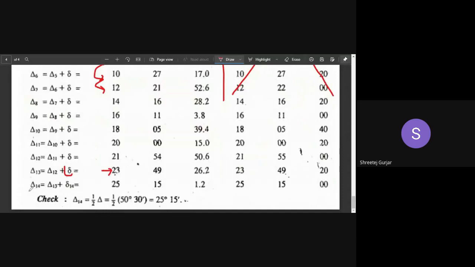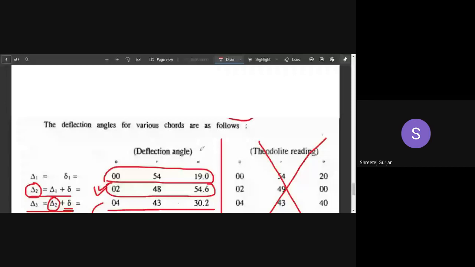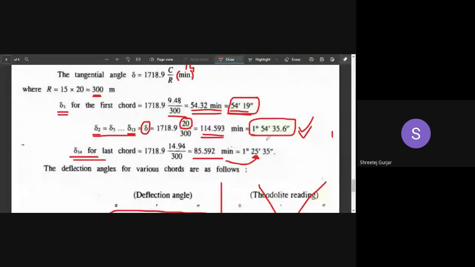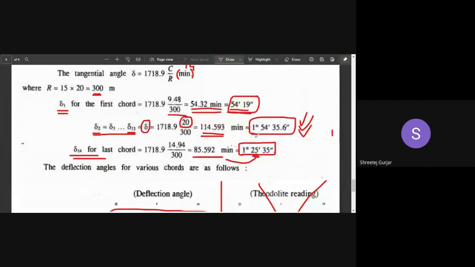Then for delta 13, last, what you have to do: delta 14 is equal to delta 13 plus delta 14. Delta 13 here is 23 degrees 49 minutes 26 seconds plus your delta 14. Delta 14 is what? It is not the same, it is different. It is not 1 degree 54 minutes. It is 1 degree 25 minutes. Okay, delta 14 is different. Delta 1 is different. Delta 14 is different. All the other deltas are the same. All the other intermediate tangential angles are the same, 1 degree 54 minutes. So make sure you do not make a mistake over here.